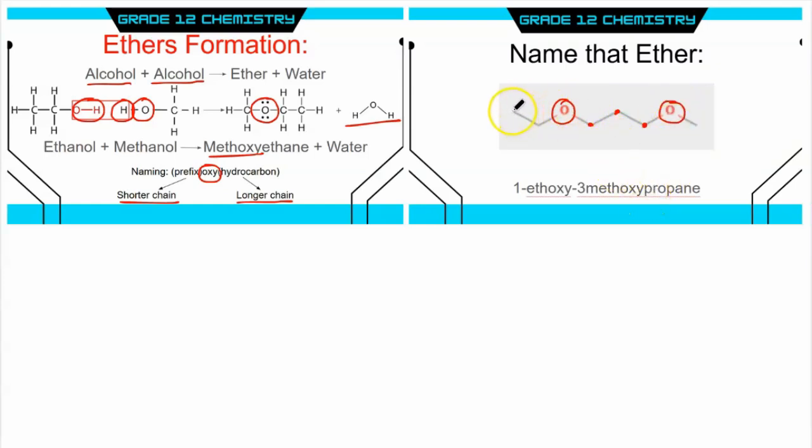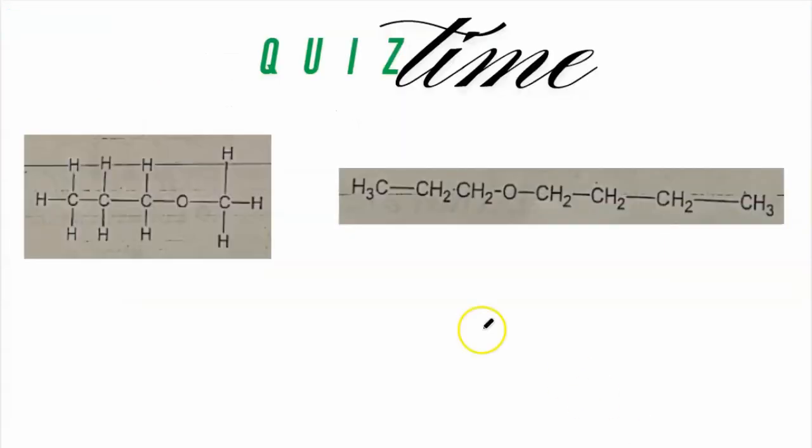Okay, so in this case, we have ethane and methane. Now again, we're going to prefer the ethane because it comes first alphabetically. So this is where we're going to number it 1, 2, 3 instead of the other way around because we're preferencing ethane. So ethane is attached to the 1, so we're going to have it 1-ethoxy. And then we have methane on the 3, so 3-methoxy. And then the longest chain, propane. So 1-ethoxy, 3-methoxy propane.